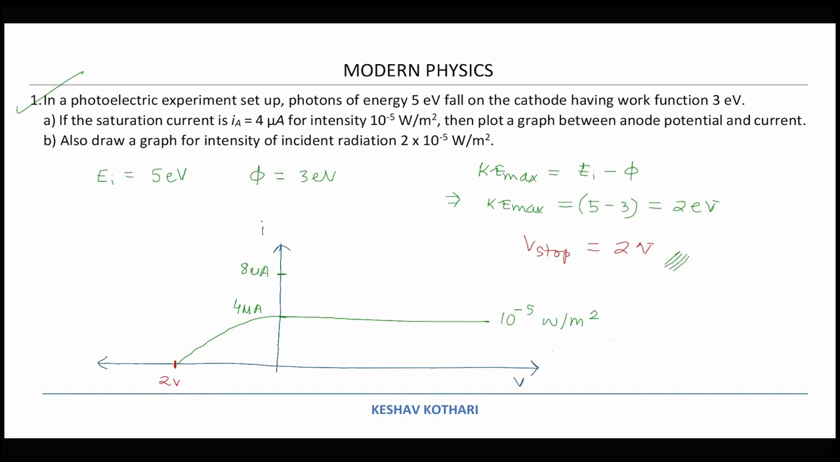On increasing the intensity of the incident light, the number of photoelectrons emitted increases in case of the photoelectric effect setup, but the value of the maximum kinetic energy of the emitted photoelectrons remains the same, and hence we say that the stopping potential remains unaffected, but the saturation current will rise, or I can say it will get doubled by doubling the value of incident radiation, which is equal to 2 into 10 to the power minus 5 watt per meter square. So this is the graphical variation of I versus V for the question which it is asking for.